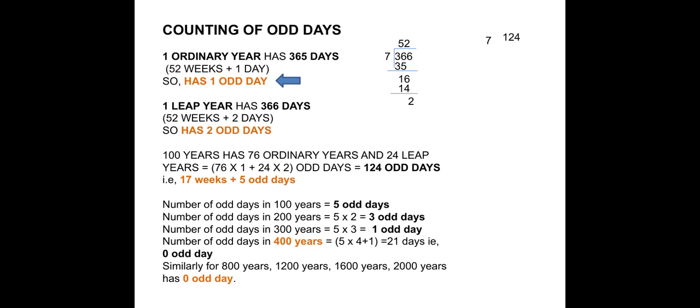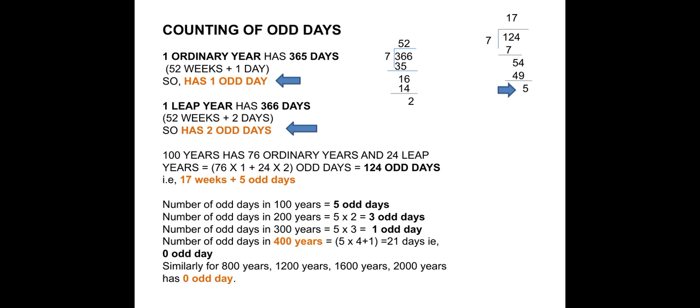And let us see for 100 years. For 100 years, we divide by 4 and get 24 leap years and 76 ordinary years. For an ordinary year we take only 1 odd day, and for a leap year it is 2 odd days. So 76 into 1 plus 24 into 2 is the odd days for 100 years. It comes to 124 odd days. Again it has to be divided by 7. If we divide by 7, we get 17 weeks and 5 odd days. The remainder comes as 5, that is the odd days.